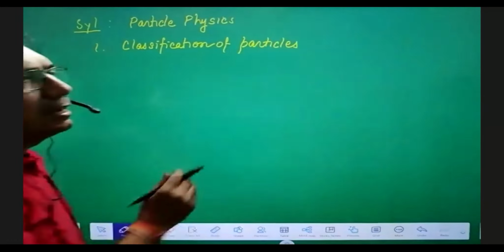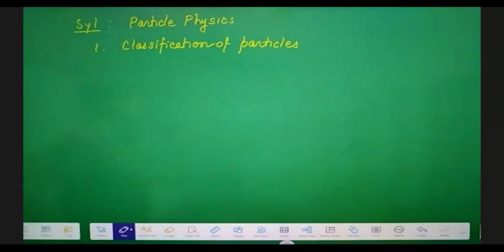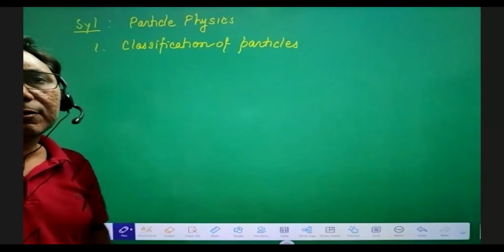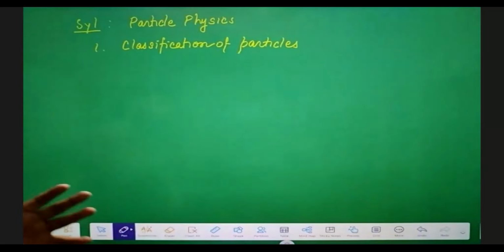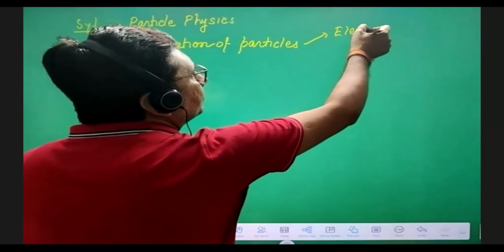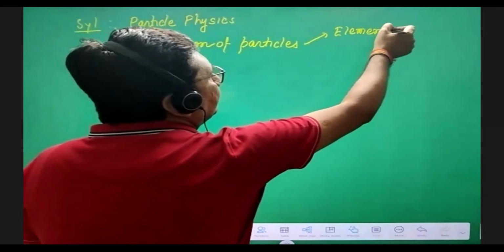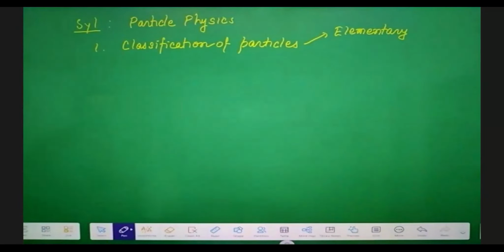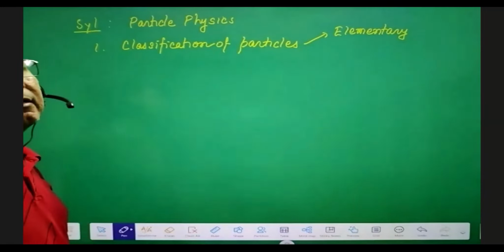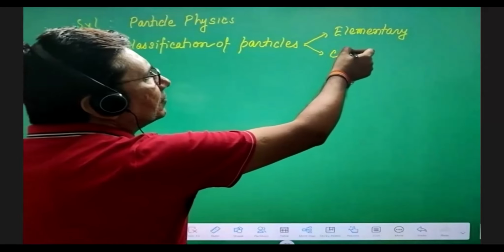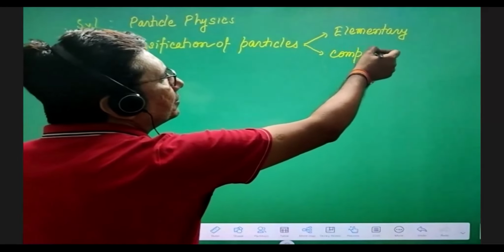So particles may be classified into 2 categories on the basis of their internal structure, either you know their quark structure or not. On the basis of this internal structure, we can classify these particles into 2 categories. Elementary particles. And can anyone tell me what is the other name? What is the second name? That is, one is elementary particle, and what will be second? Composite particles.